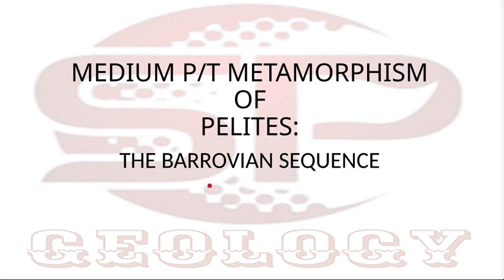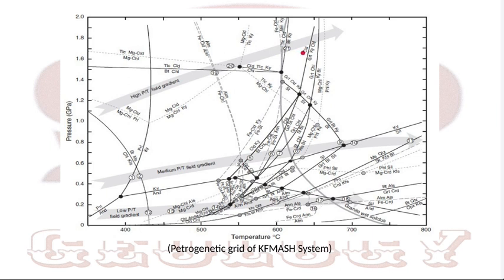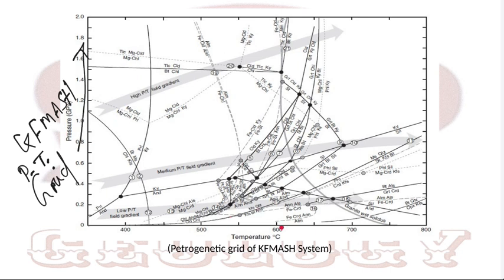In medium PT metamorphism of pelites, the classical Barrovian sequence develops here. These things are represented in a grid, called the KFMASH PT grid. Here this is pressure, here this is temperature, with the variation of pressure and temperature. Don't be afraid. This diagram is only for representation. Just see this diagram once and never see it twice.